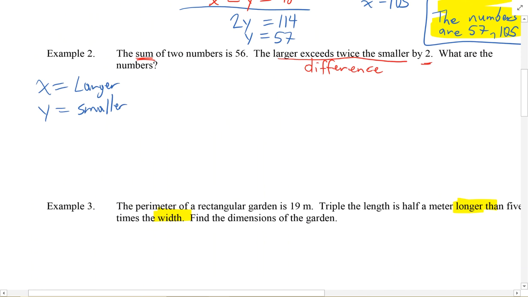Oh, Alex does. Perfect. What letter can we use for larger number? Capital L equals larger. Wow, that's a good idea. And what letter could you use for smaller? Okay, so here's the deal.